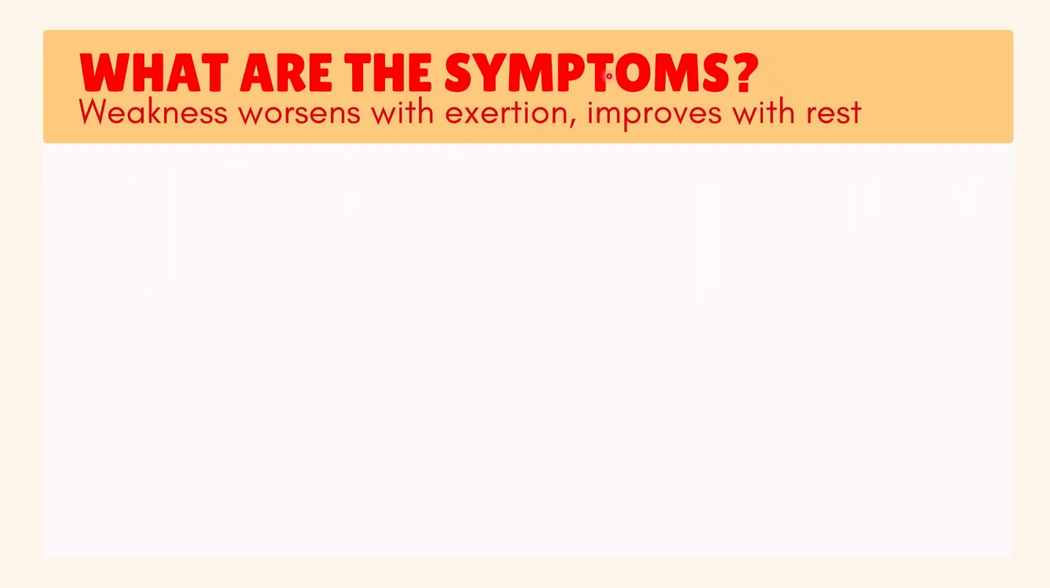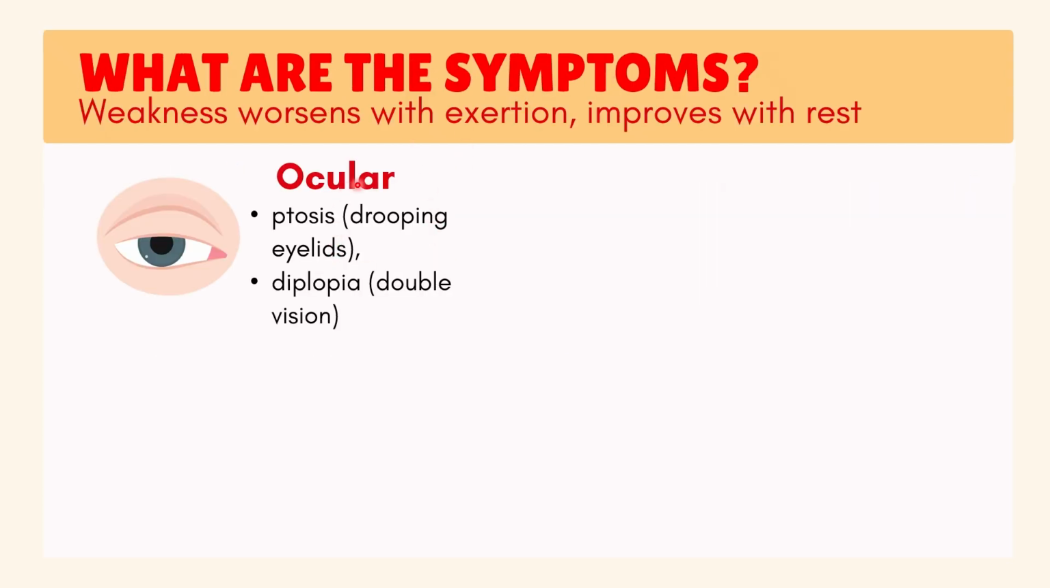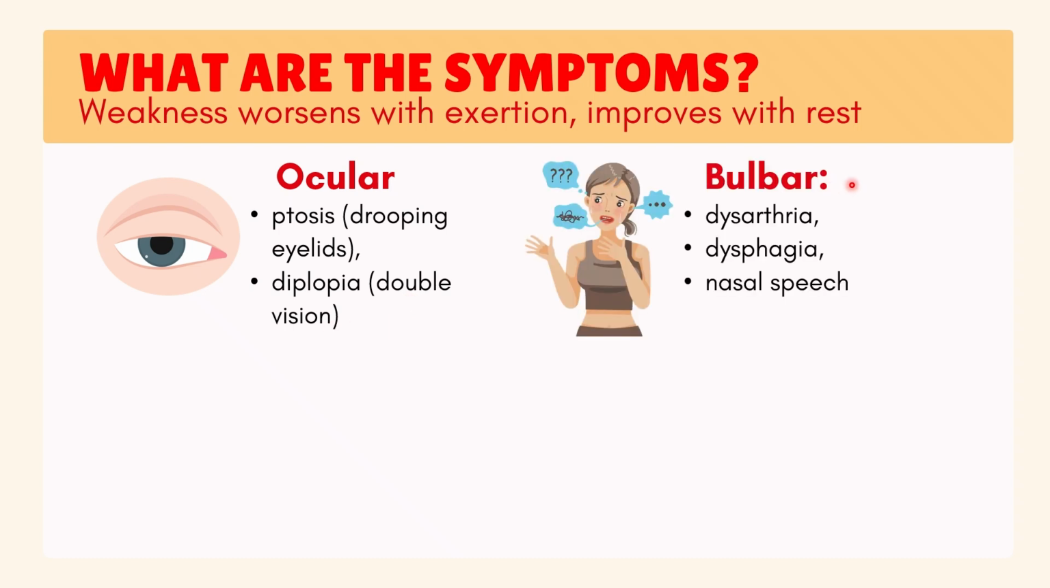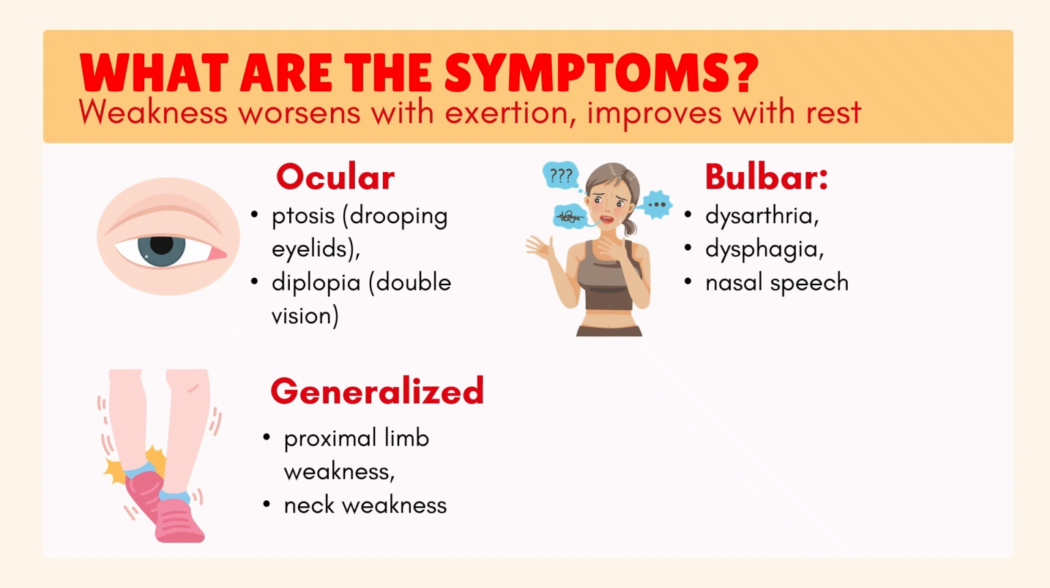So what are the symptoms? Clinically, myasthenia gravis most often begins with symptoms in the eyes: drooping eyelids, which is also known as ptosis, and double vision called diplopia. Bulbar involvement can cause dysarthria, which means slurred words, and dysphagia, meaning difficulty chewing or swallowing, and nasal speech. Patients also develop weakness in the arms, legs, or neck.